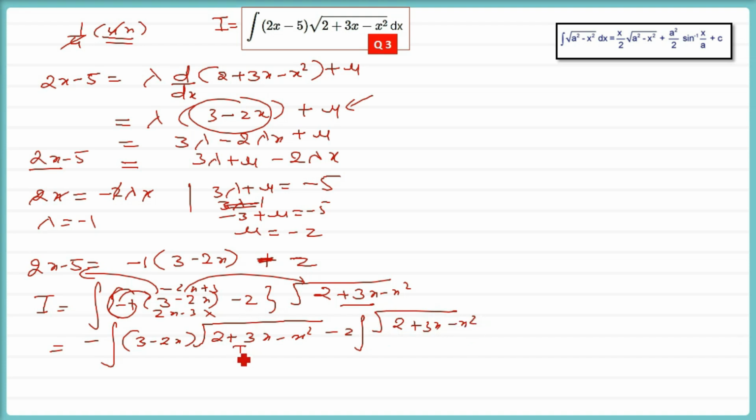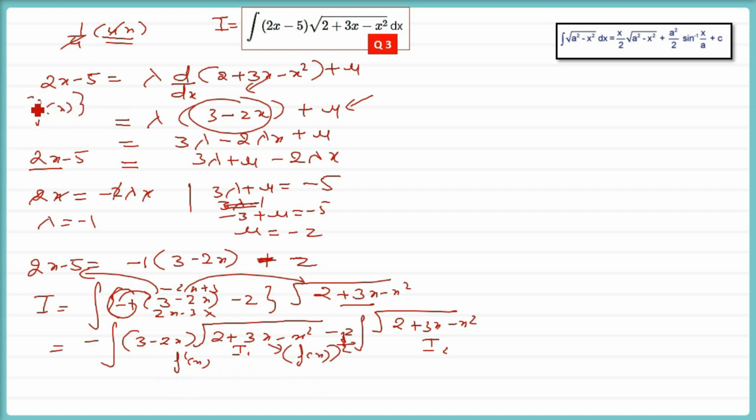Now this is your I1. Just assume that this is I1, this is I2. If you don't want to, it's okay, you can do it directly. Just to separate these two terms and work it out, I'm taking the under root 2 plus 3x minus x square as f(x) to the power half. 2 plus 3x minus x square is f(x), and its differentiation is 3 minus 2x, so let's call it f dash x.